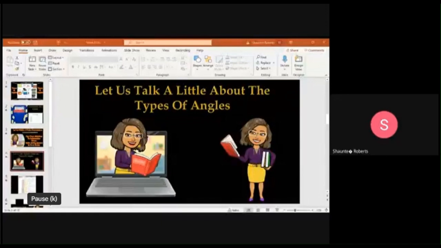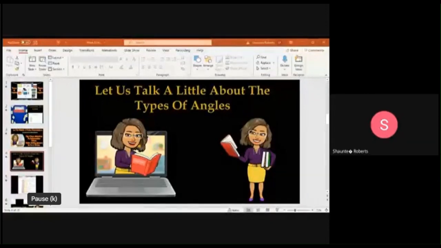What about an acute angle? It's less than 90 degrees. Would an acute angle measure 0? If the angle measures more than 0 but less than 90. Good. So an acute angle measures more than 0 degrees but less than 90.